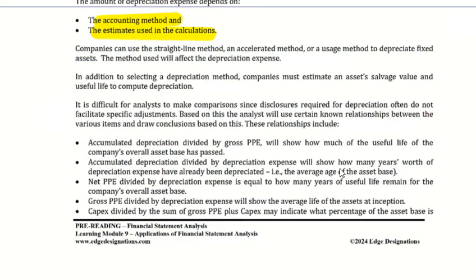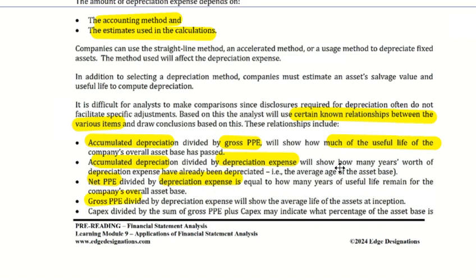An interesting thing analysts sometimes like to do is look at certain relationships between various items. When I look at those relationships, I can come to certain conclusions. What are some of those? Often they take accumulated depreciation, in other words the total depreciation accumulated to date, and divide that by gross property, plant, and equipment, and that should tell me how much of the useful life has gone by. I could also go accumulated depreciation over depreciation expense, net property, plant, and equipment by depreciation expense. You can see I've got all these various ratios that I could use to try and approximate certain relationships. Let's look at this one.